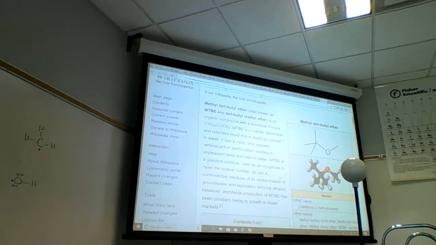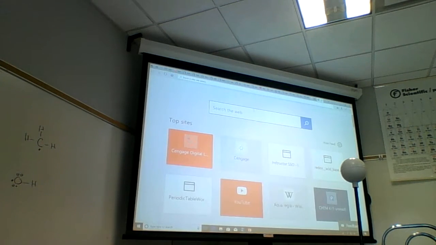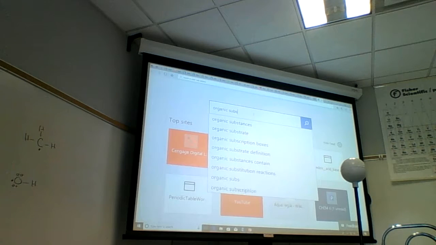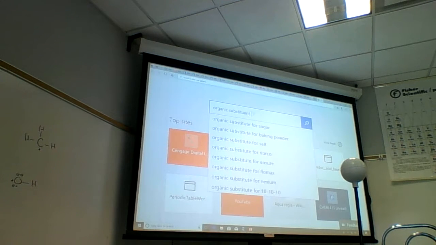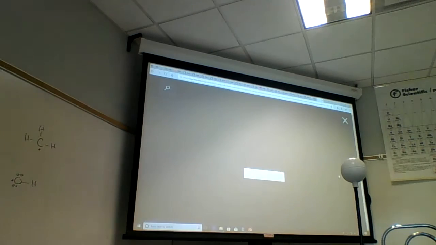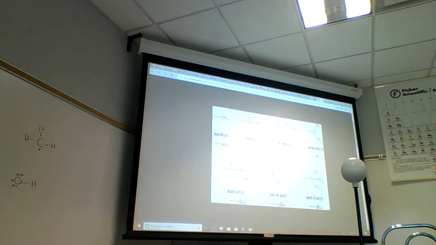You just learned some substituents are pretty easy to name. If you learn a few of the substituent names, let's take a look at organic substituent names, like t-butyl. If you learn some of these, you can name a lot of different compounds.